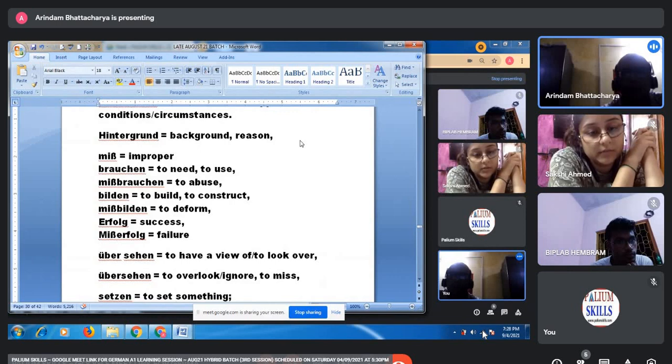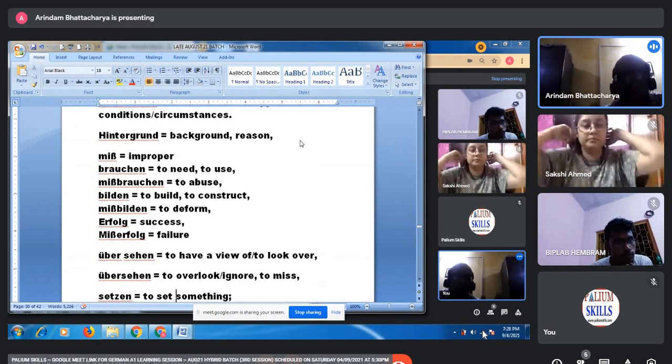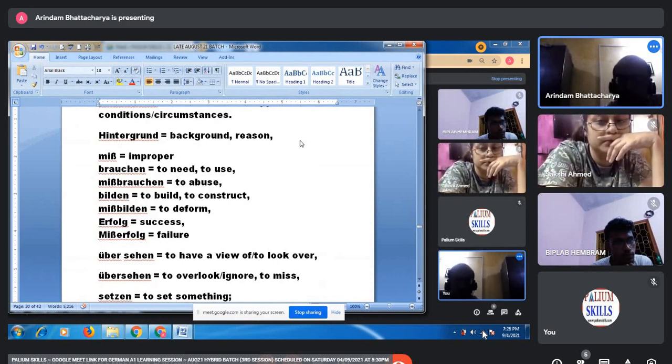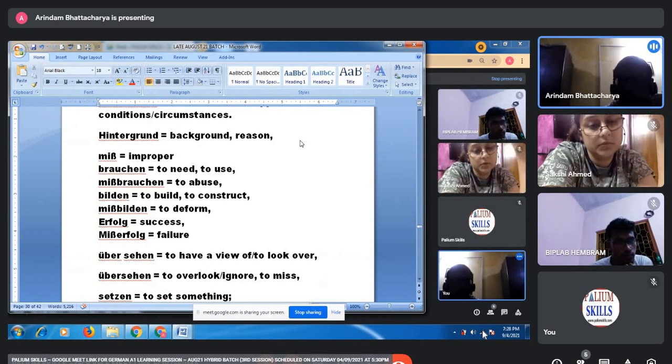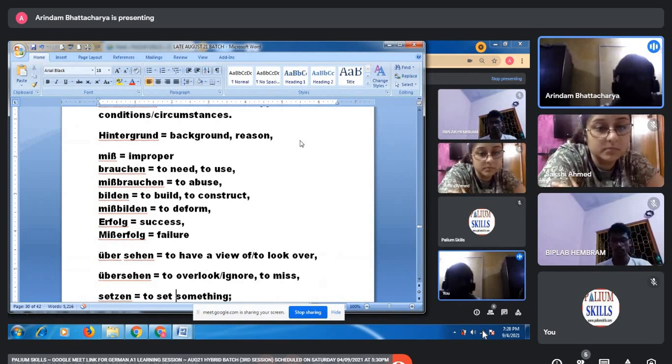Sehen means to see. Übersehen, when there's a gap between "über" and "sehen", means to have a view of or to look over something. Übersehen, when they are without gap, means to overlook or ignore something, to miss something. That is, when I am calling you and you are missing the call, we say Übersehener Anruf. That is missed call.